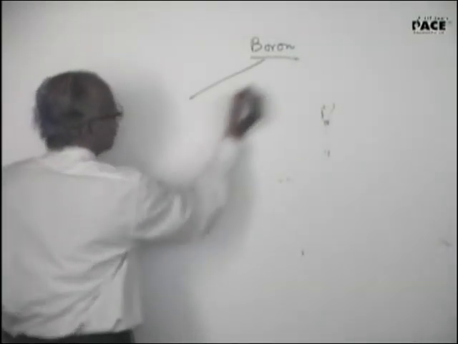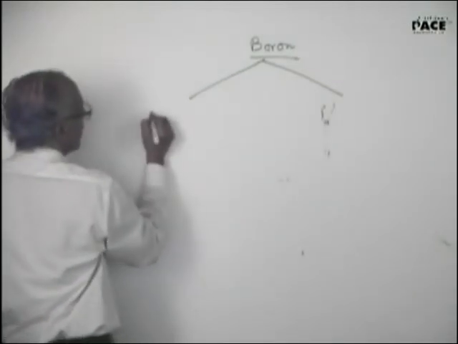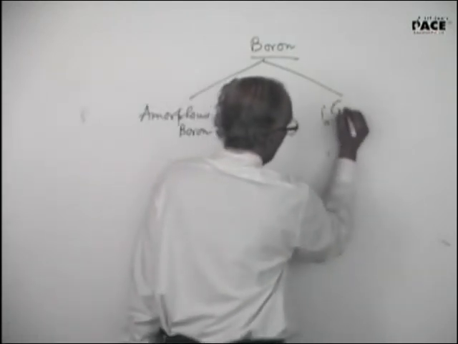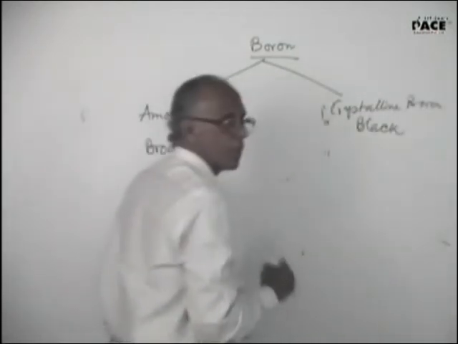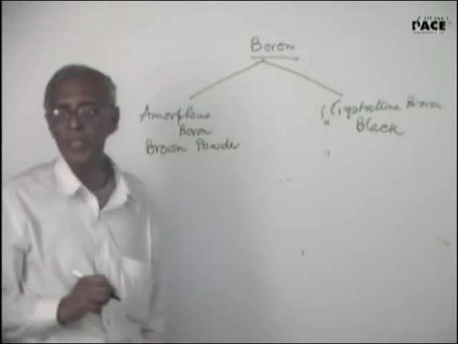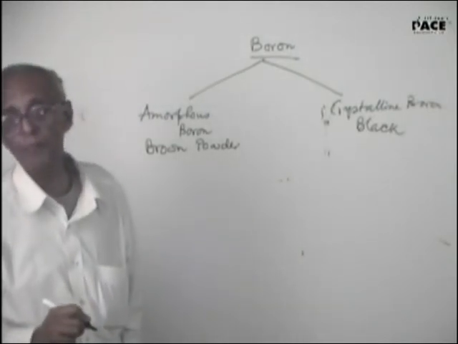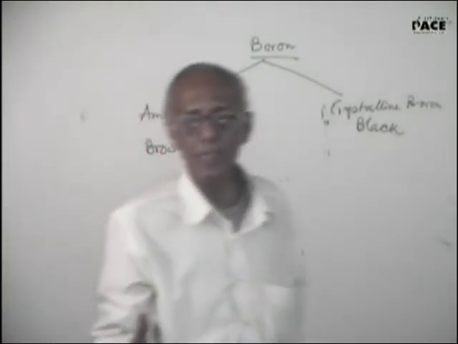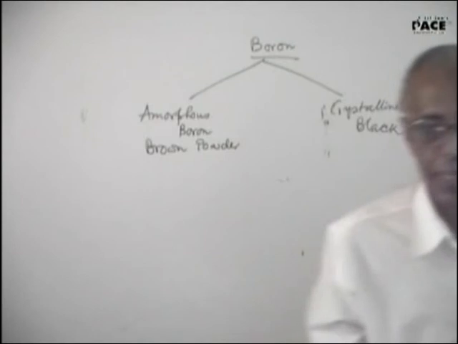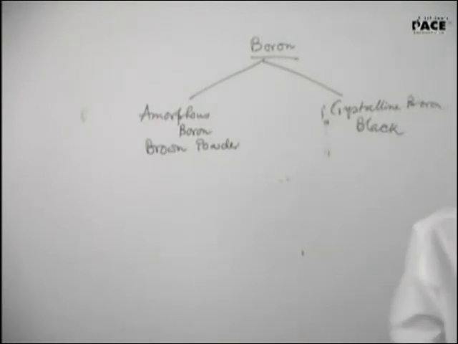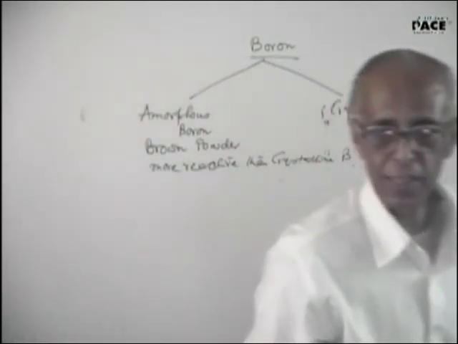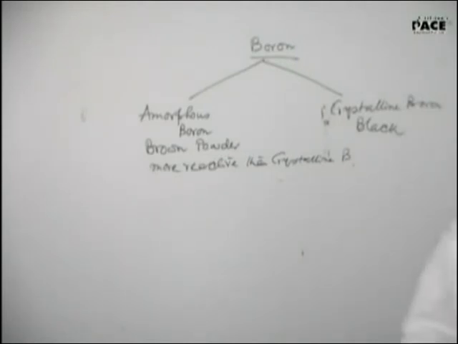Boron shows allotropy: amorphous boron and crystalline boron. Amorphous boron is a brown powder, crystalline boron is black. Since amorphous boron is a powder, it has a greater surface area, so it will be more reactive than crystalline boron. Amorphous boron is more reactive than crystalline boron because it has a greater surface area.